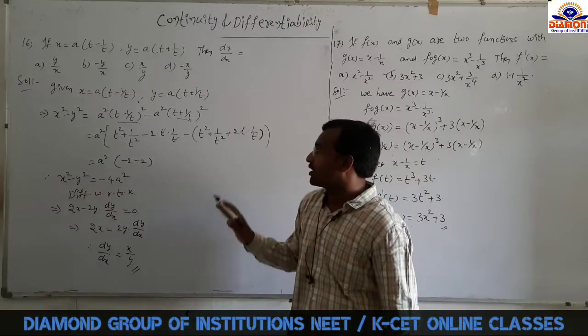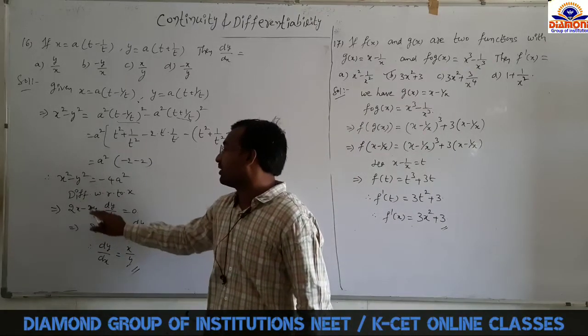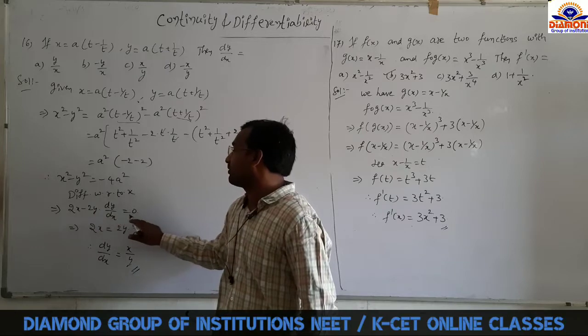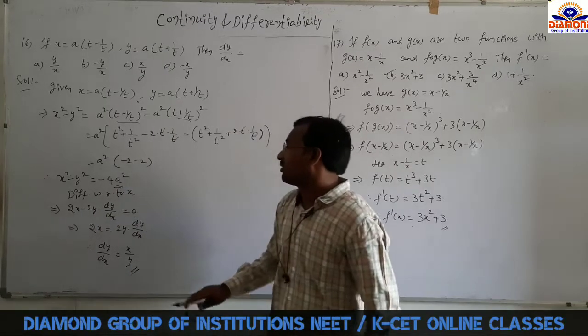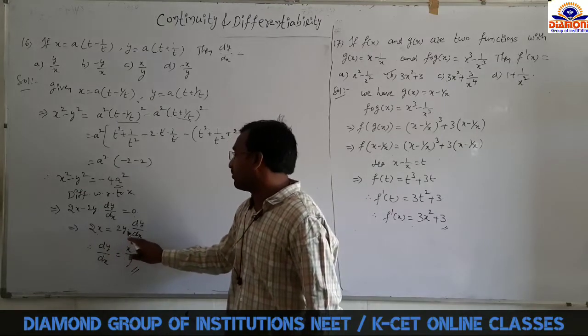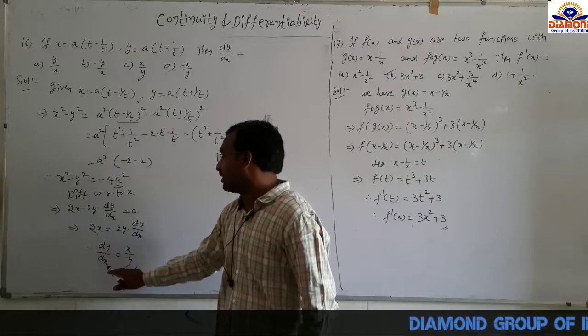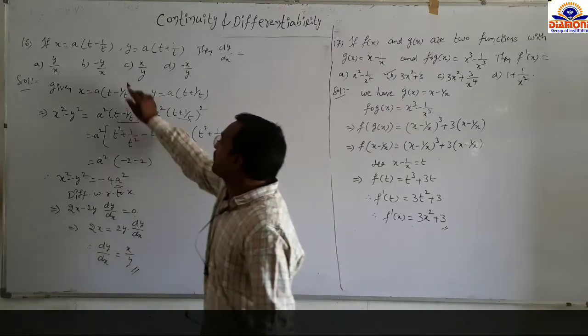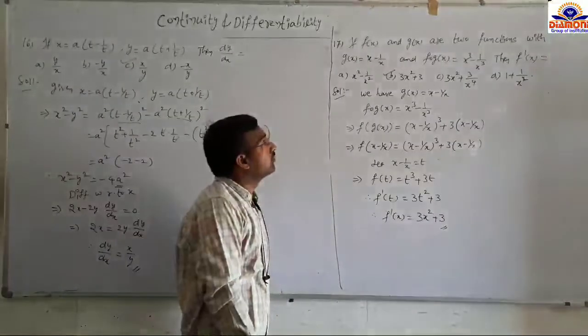Now differentiating with respect to x, what do you get? x square derivative is 2x, minus y square derivative is 2y into dy by dx, equal to minus 4a square, which is a constant, so the derivative is 0. So this can be written as 2x equal to 2y into dy by dx. On both sides 2 cancels. So finally dy by dx equal to x by y. So the option is C. So next problem.